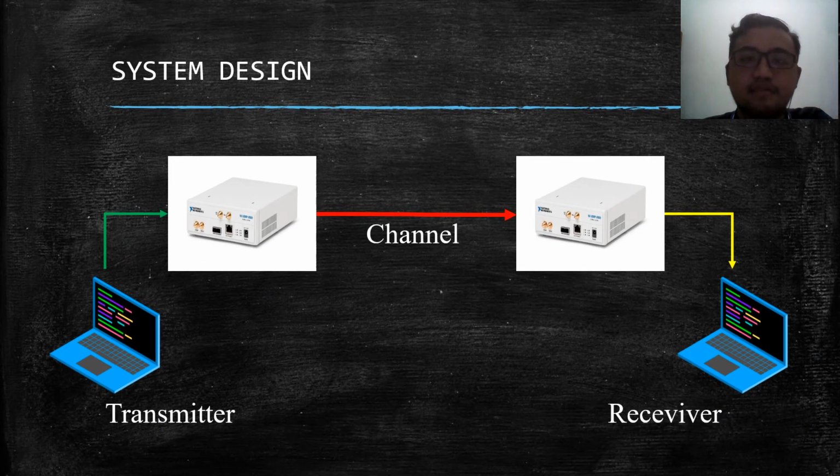This is the system design. The concept is to connect a PC or laptop to a USRP with an RJ45 cable so it can transfer the data to the receiver. Basically, they have the same structure but different functions. The transmitter has a program to transmit the data, but the receiver is used to receive and also to transmit the data.